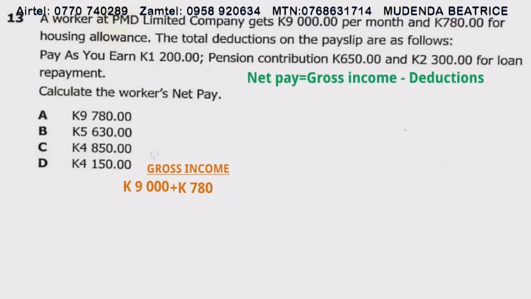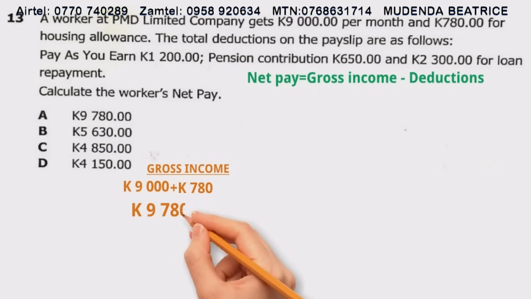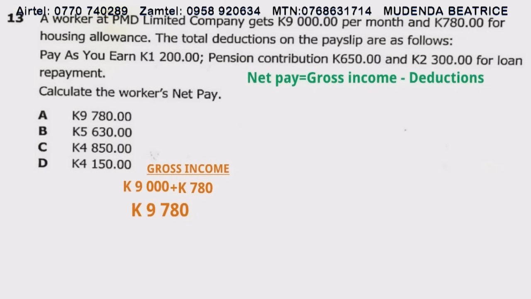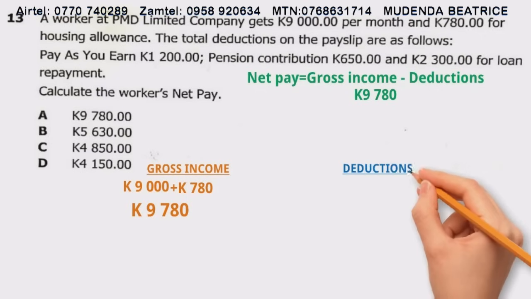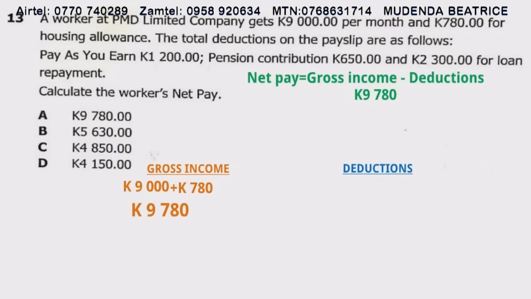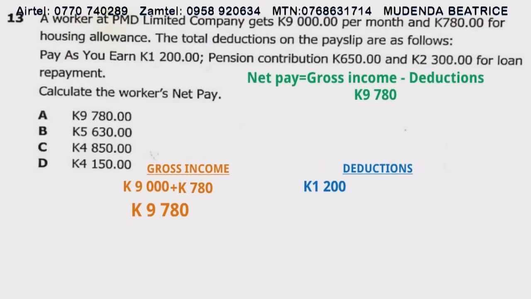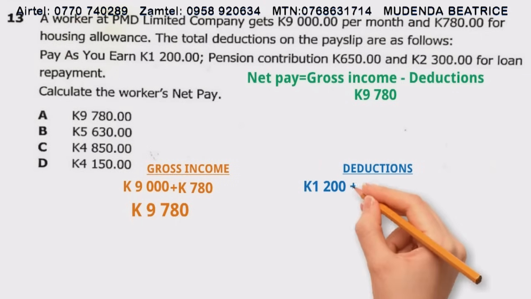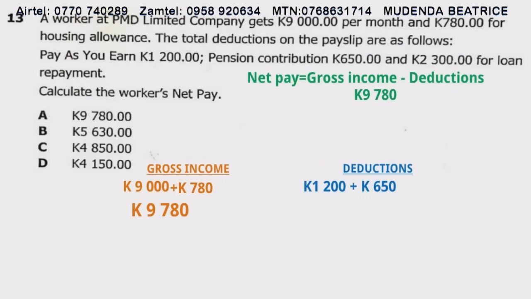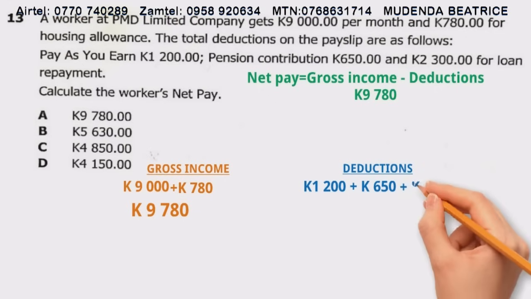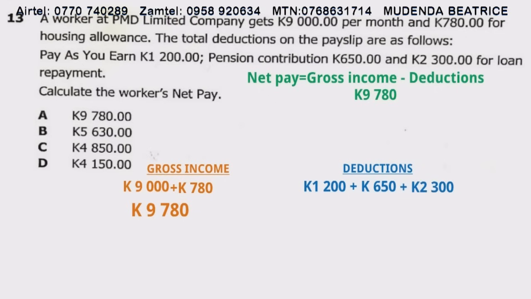When you add 9,000 plus 780 kwacha, it will give us 9,780 kwacha. This is the gross income. So we'll write it there under gross income. Then next, let's find the total deductions. We are told the first one is pay as you earn, which is 1,200, plus pension contribution, which is 650 kwacha, then plus 2,300 for a loan deduction.